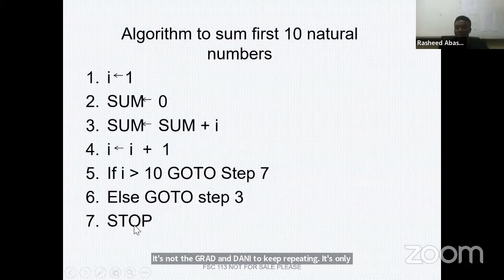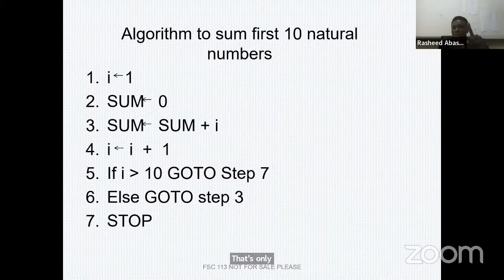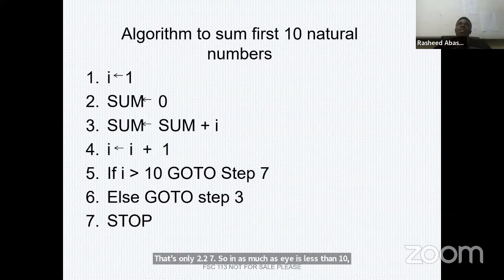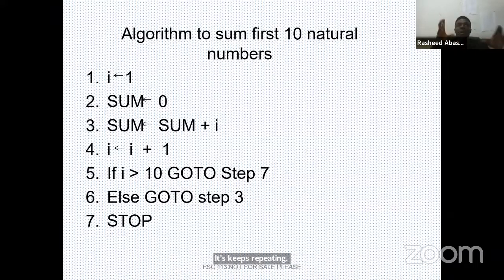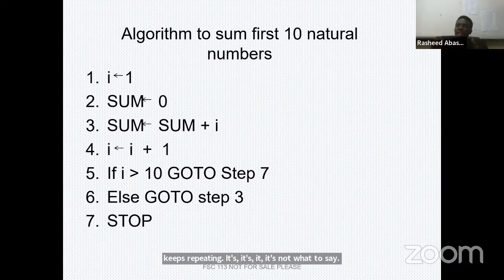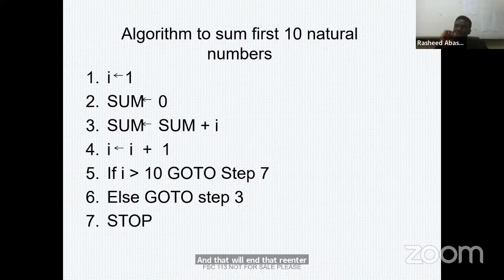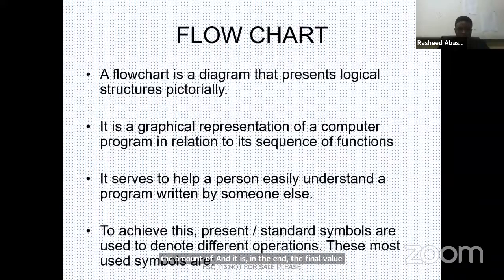That's when it will come to 7. So in as much as I is less than 10, it will keep adding it to the previous sum. That is a loop. It keeps repeating. Instead of saying enter 1, enter 2, enter 3, enter 4, you can see the program is automatically increasing the value of I and adding it to the previous sum, so that in the end, the final value you have will be a summation of the first 10 numbers. So that is an algorithm.